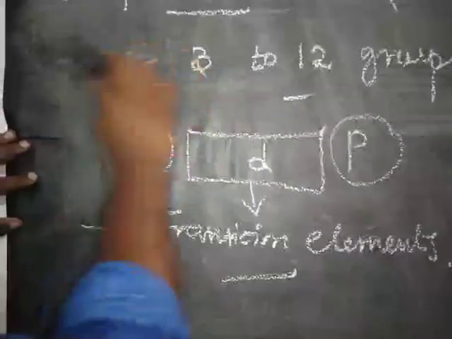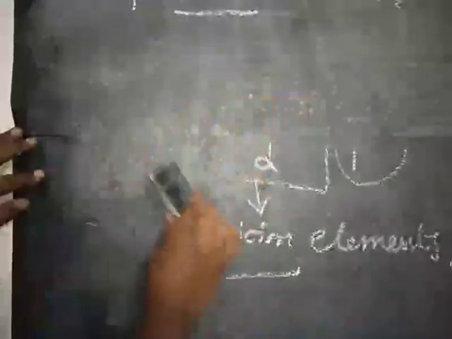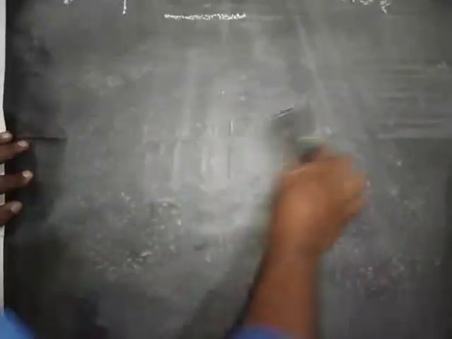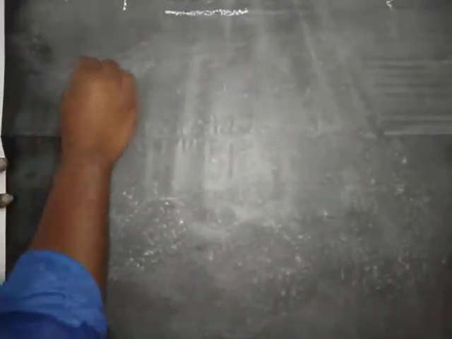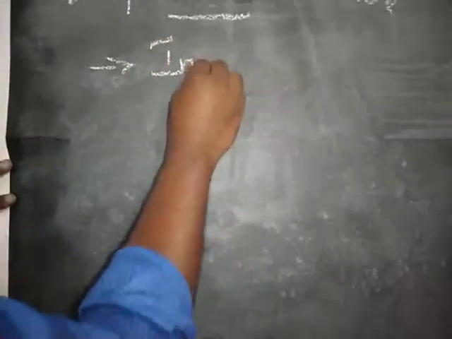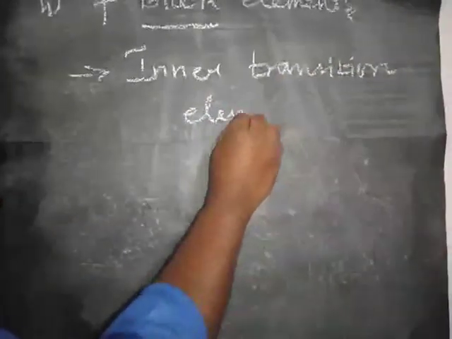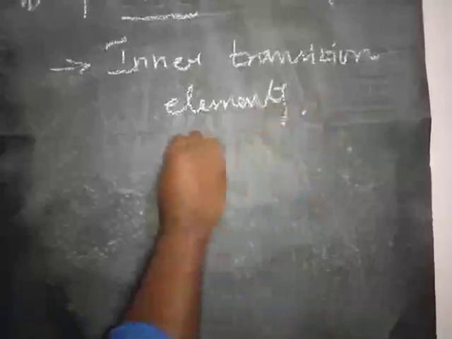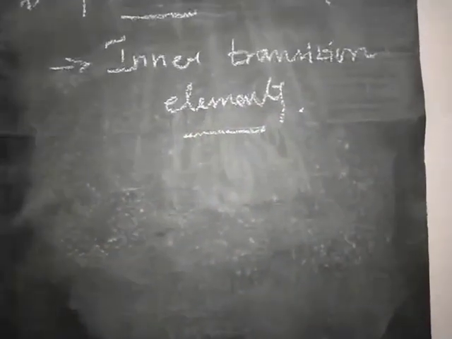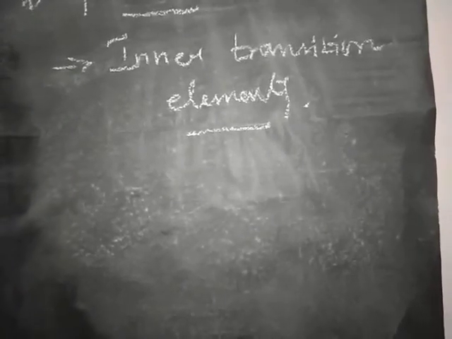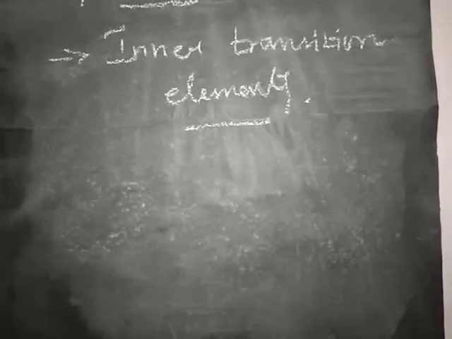F block elements. If you look at the periodic table, at the bottom they are given. That is called inner transition elements. Why are they called inner transition elements? We already know what is meant by transition elements. Inside that subdivision, so that is called inner transition elements.